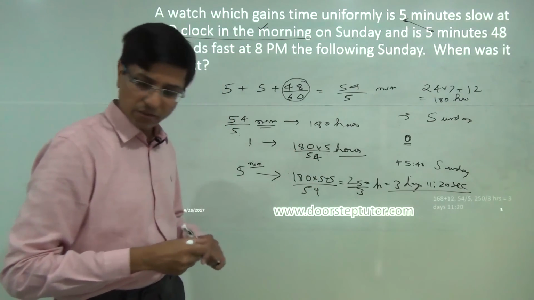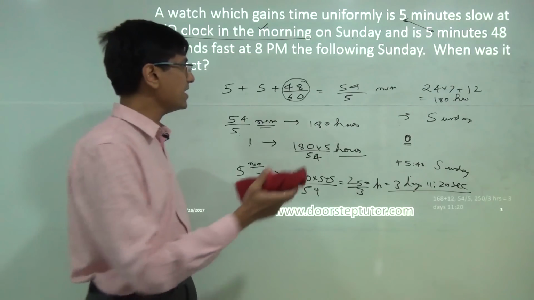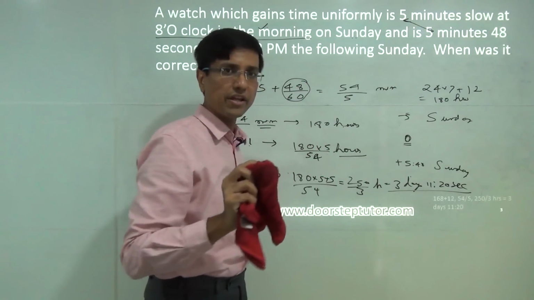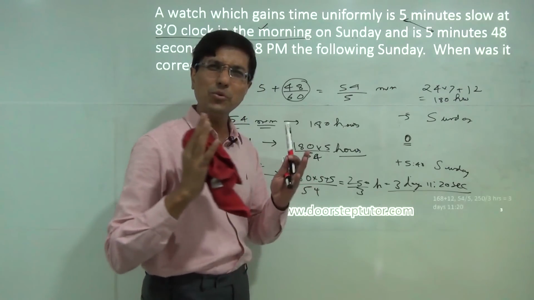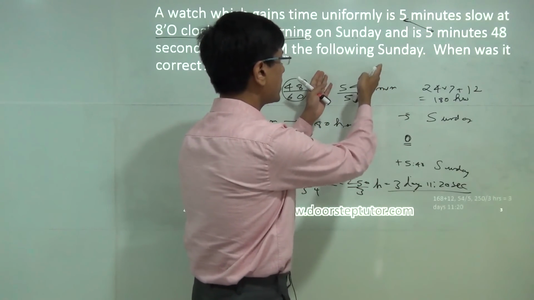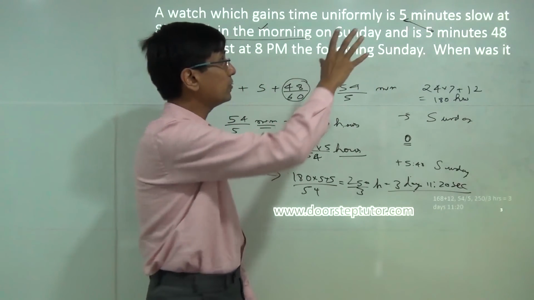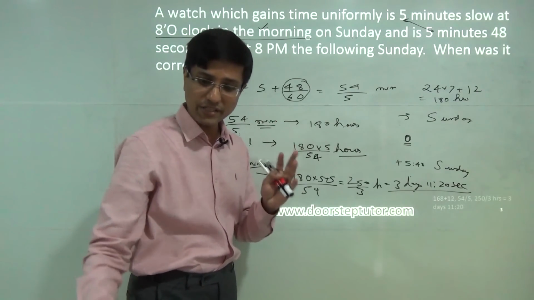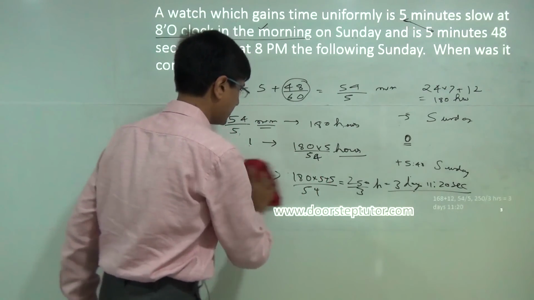Very simple question. The only thing you should note here is that we are given only one clock, but instead we really have two clocks. The other clock is the accurate clock against which we are comparing everything. So the accurate clock, although not mentioned in the question, is always there. You should keep that in your mind.